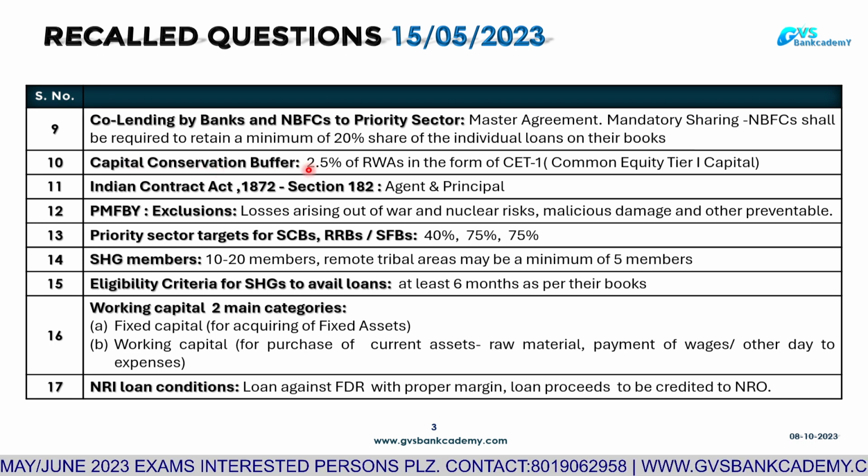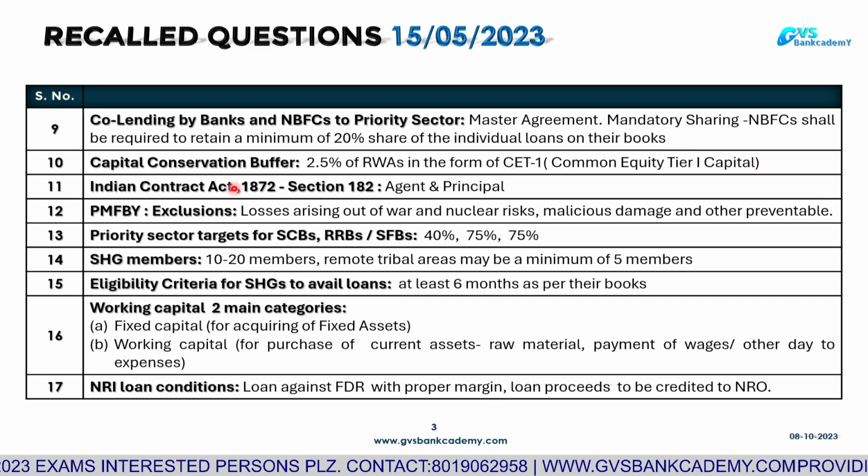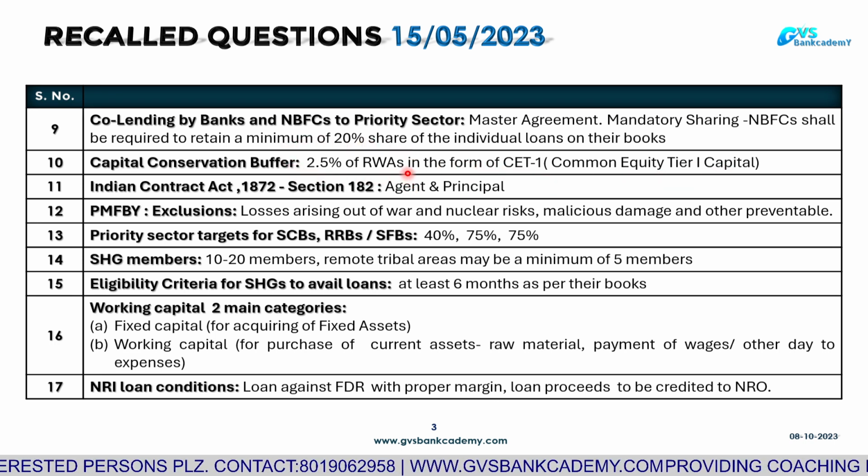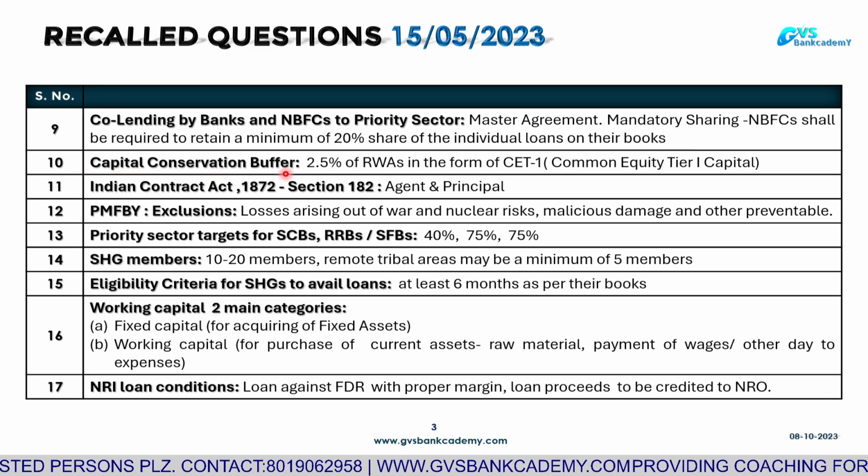Question number 10, Basel III, capital conservation buffer. Capital conservation buffer, 2.5% of risk-weighted assets in the form of common equity tier 1 capital. All banks must create 2.5% of their risk-weighted assets, as already required under Basel III. Capital conservation, CAIIB.